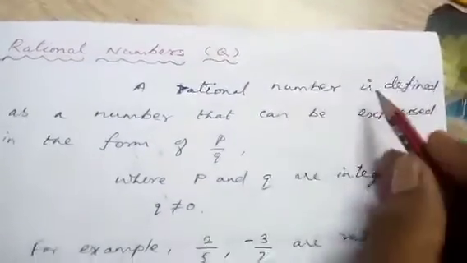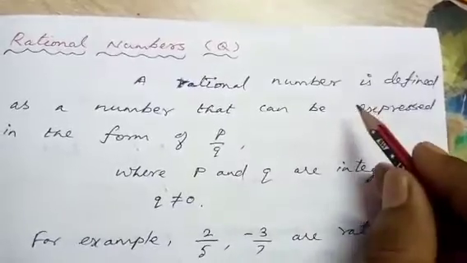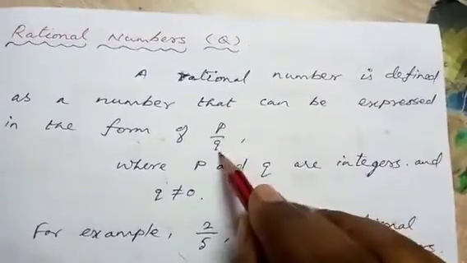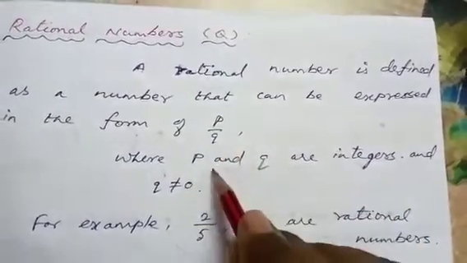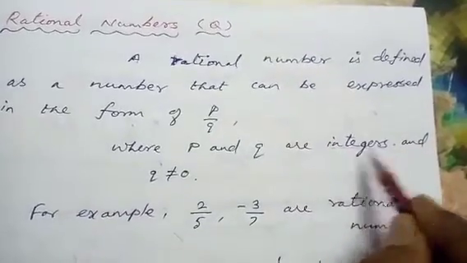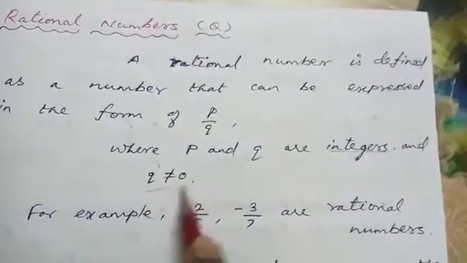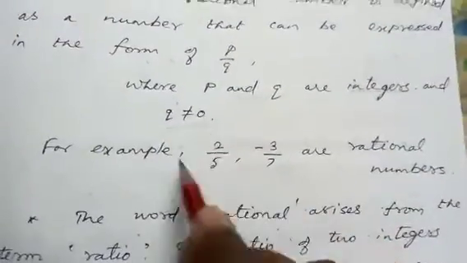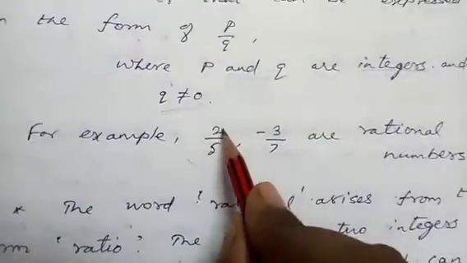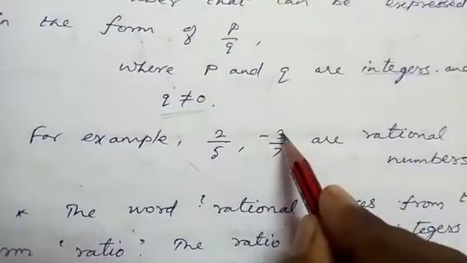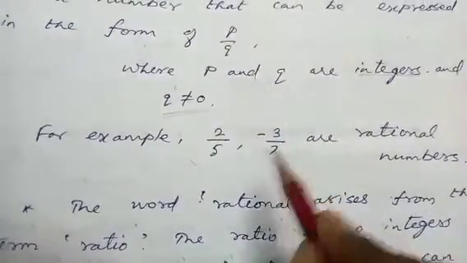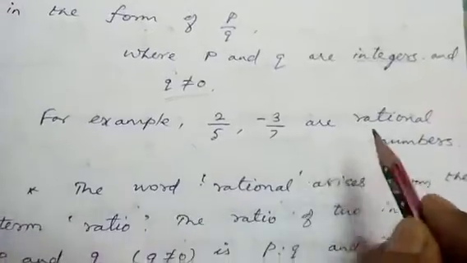A rational number is defined as a number that can be expressed in the form P divided by Q, where P and Q are integers and Q is not equal to 0. For example of rational numbers, 2 divided by 5 and minus 3 divided by 7.